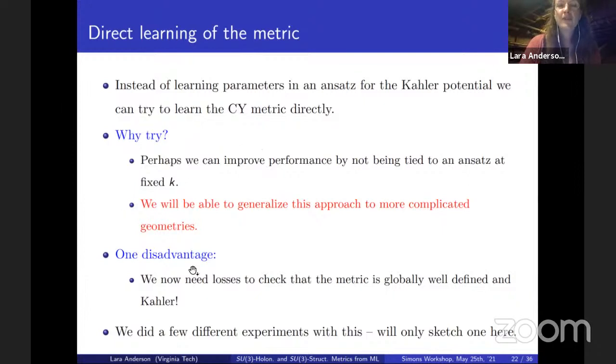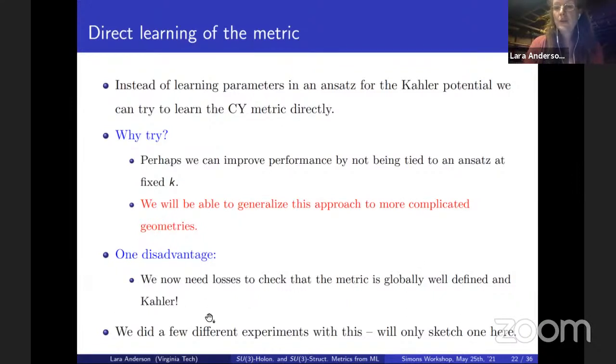The reason why you might want to try this is that perhaps we can improve performance by not being tied to that ansatz at a fixed k. And the more important one is that we might be able to generalize this approach to more complicated geometries, i.e. to SU3 structure, which I'll talk about in a minute. One disadvantage is that if we're not using the Kähler potential formulation and the construction of this Hermitian fiber metric on a line bundle, as was outlined previously, if you produce a metric, you need to check that this metric is globally well-defined in Kähler.